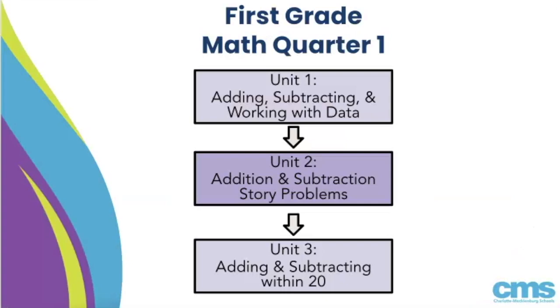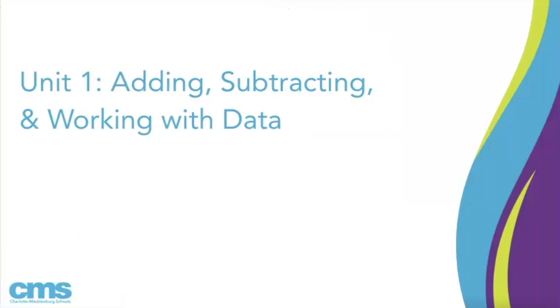The first three units in first grade math are called Unit 1, Adding and Subtracting and Working with Data, Unit 2, Addition and Subtraction Story Problems, and Unit 3, Adding and Subtracting within 20. We begin Unit 3 at the end of Quarter 1, but it continues into Quarter 2. Unit 1, Adding and Subtracting and Working with Data.